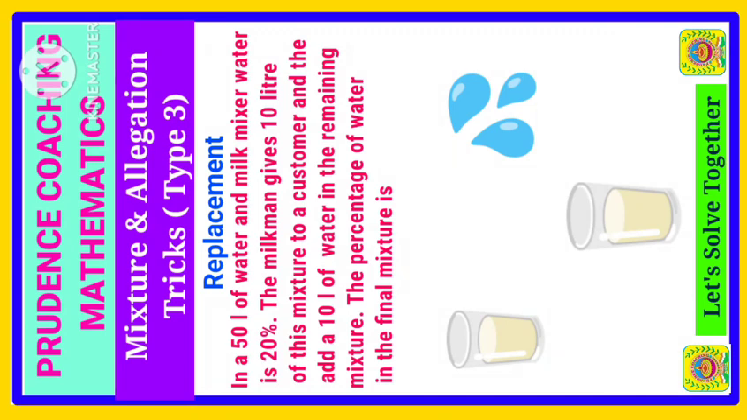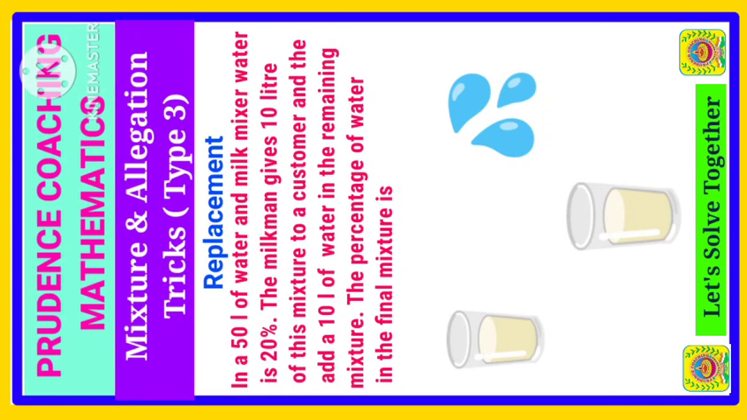Likewise, if someone adds milk instead, then it will be more concentrated in milk. That means milk will increase. So you need to understand this: if you take out something, the ratio is not going to change, but if you put something into that particular mixture, then the ratio will change.